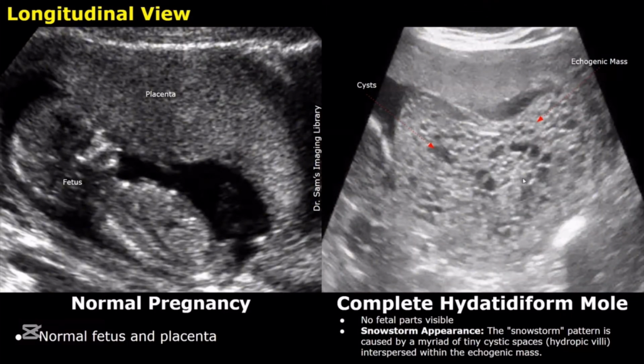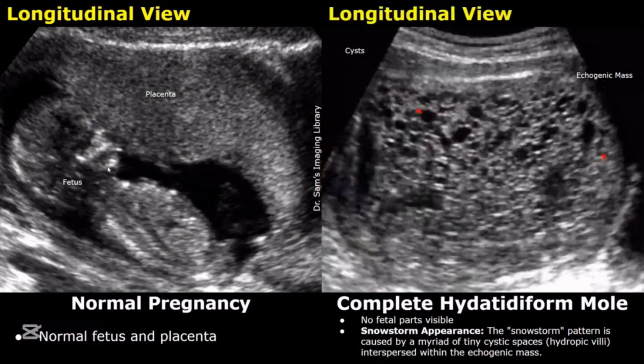Here is another image of a complete molar pregnancy seen in the second trimester. The uterine cavity is filled with a large echogenic mass with multiple cystic spaces.